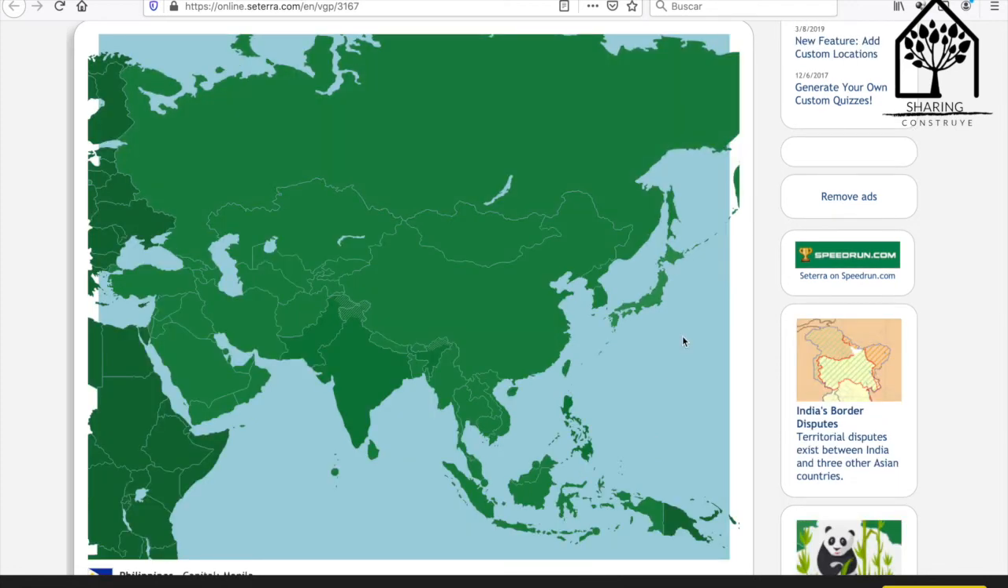Let's have a look at Asia. Here the biggest country in Earth is Russia. Then the second biggest one is China here. Then we already saw India and Pakistan. These islands here are Japan. In this peninsula we have South Korea and North Korea.